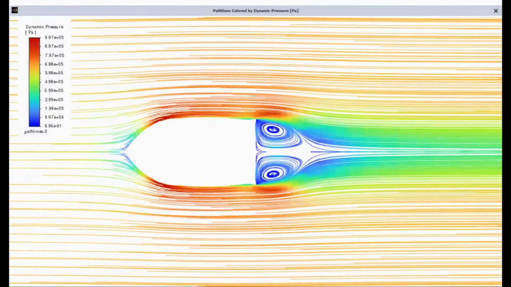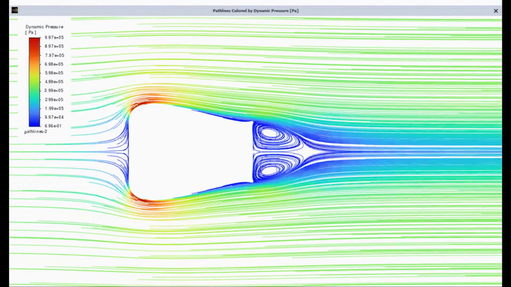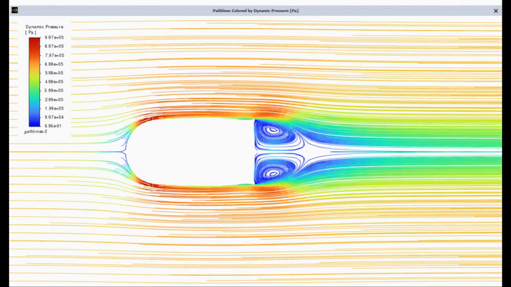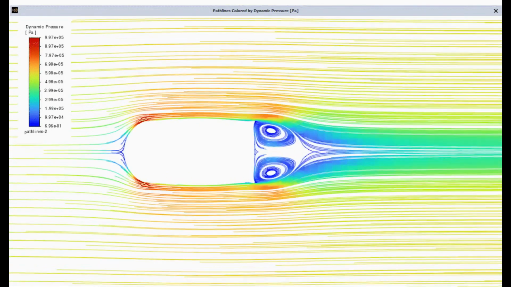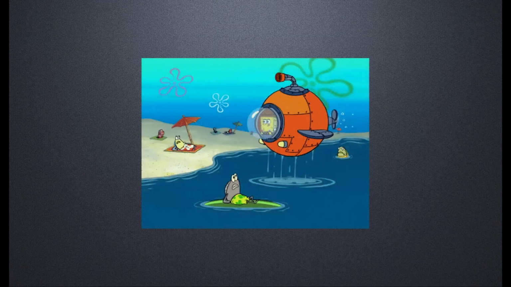Look, dynamic pressure animated through each frame from flat to pointy, and flat to pointy, and flat, and you get the pointy. What else does it mean?